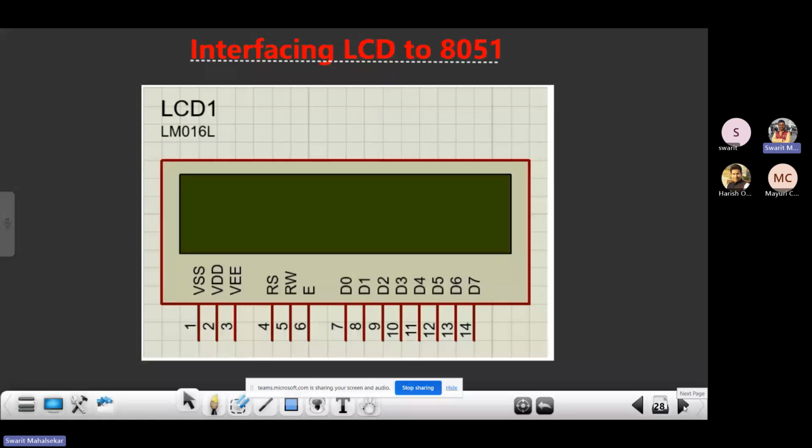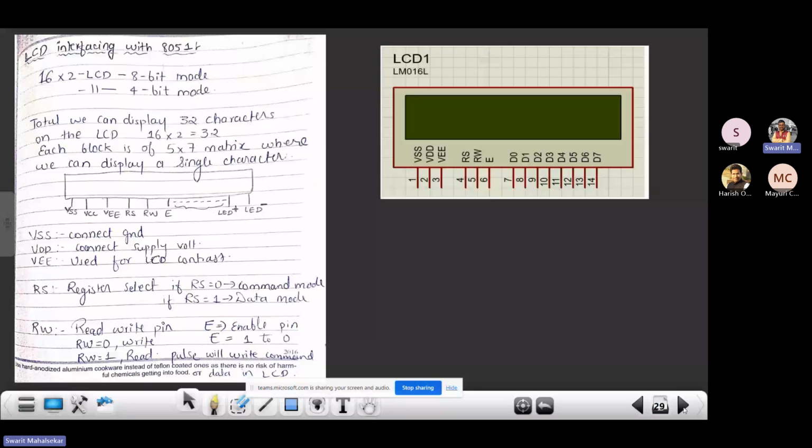Let me proceed further. And as usual, I had taken the screenshot of my notes. So we will try to read each and every point, and after that we'll try to understand each and everything in a detailed way. So you see this is 16 into 2 LCD 8-bit mode. I mean, it can be used in 8-bit and 4-bit mode.